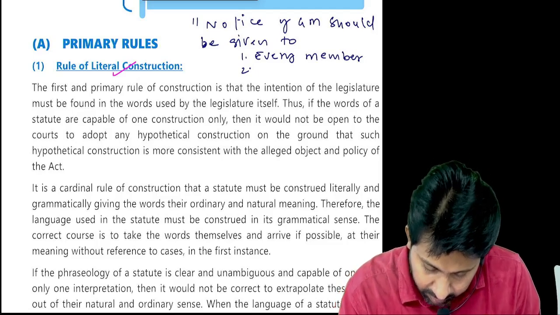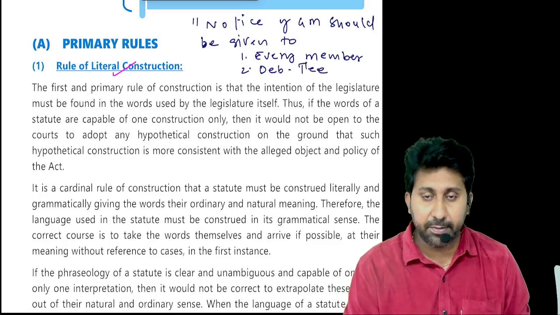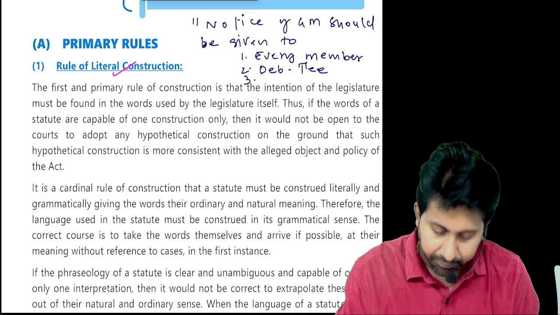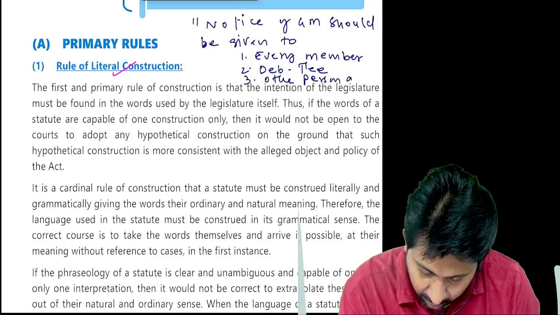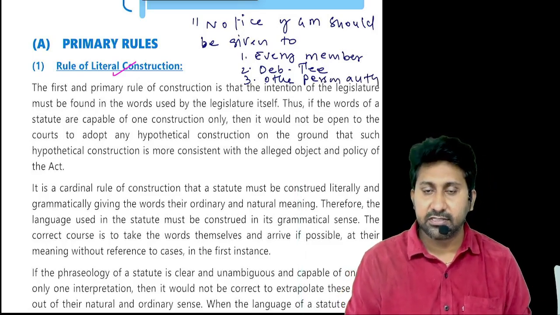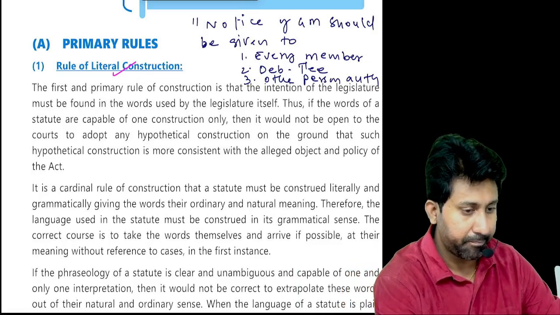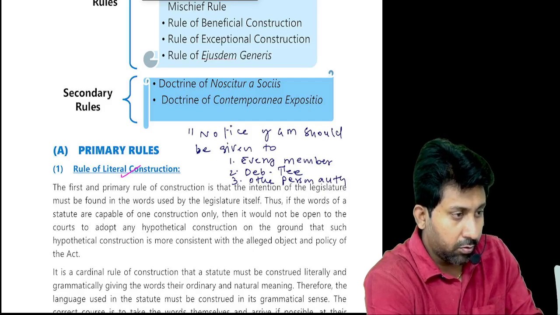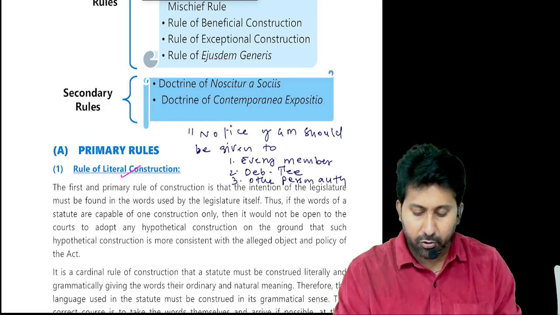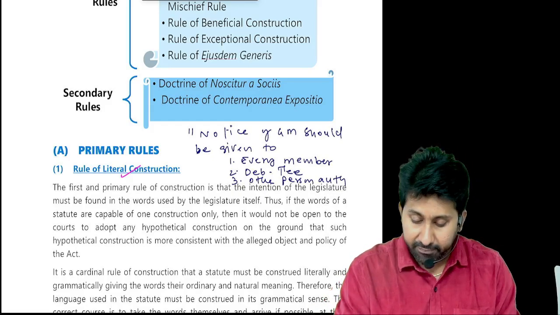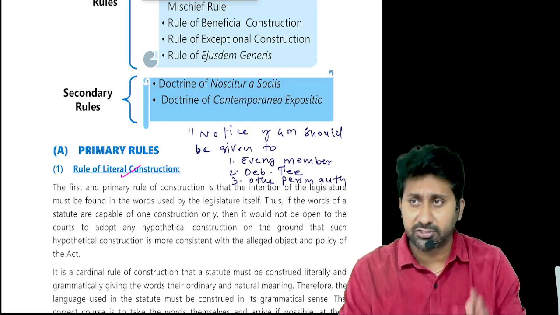Next one, to the debenture trustee. Number 3, other persons authorized. This is the language used within the section. So the main point is, notice of a general meeting should be given to every member, debenture trustee, and any other person authorized to attend the general meeting. This is how the law has used it.